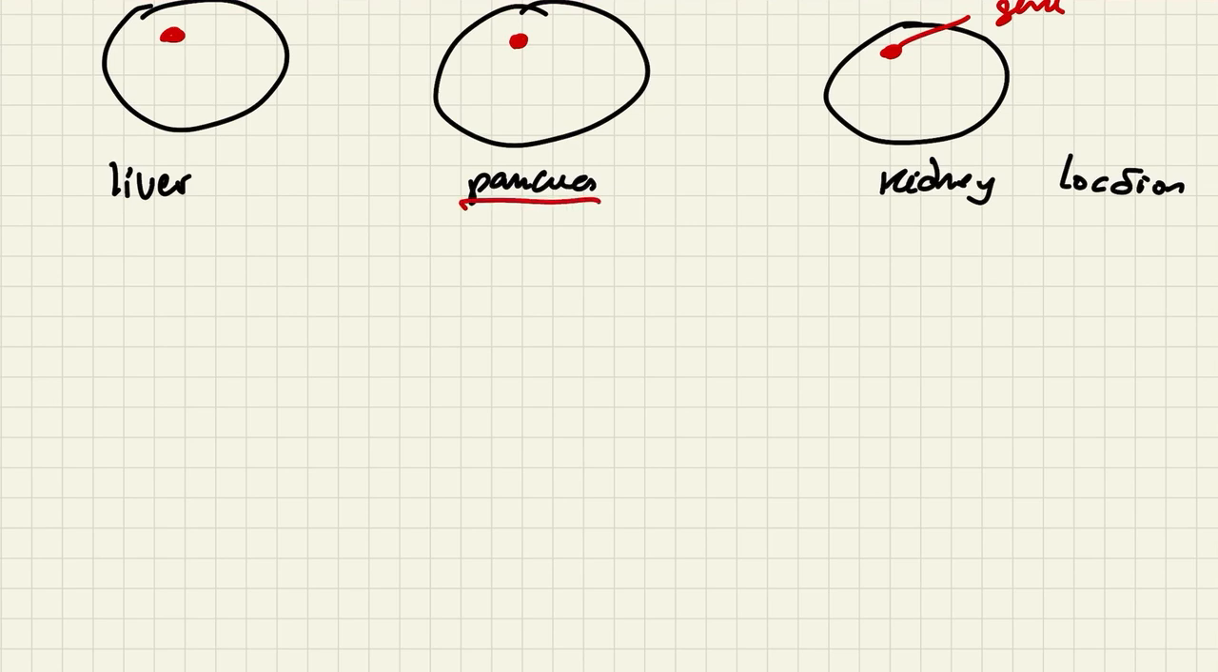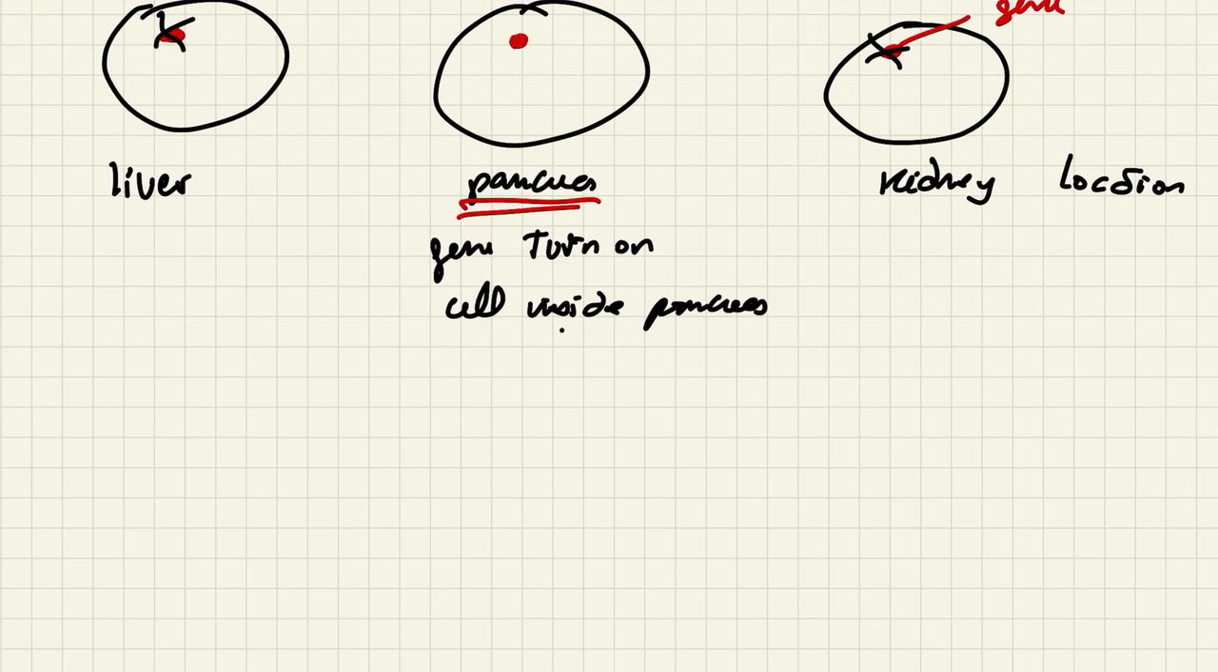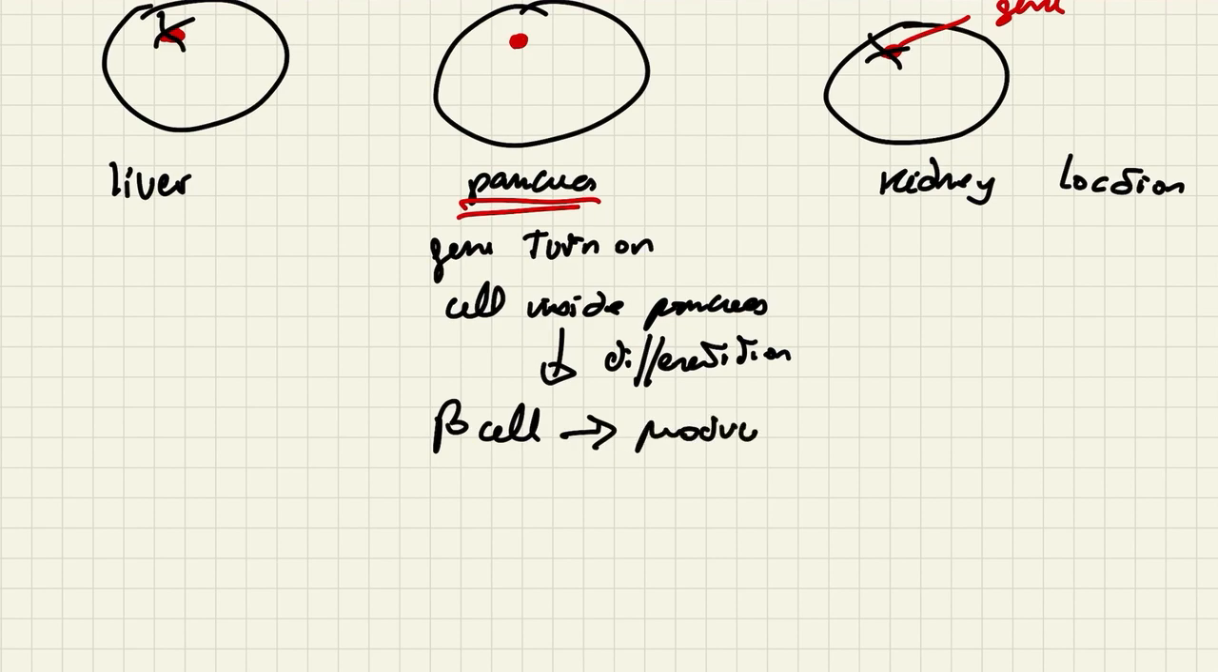However, only in the pancreas was this gene turned on. So you can see that in the liver it was not turned on, and in the kidney it was not turned on. So the gene was turned on here and turned a cell inside the pancreas to become who? To become a beta cell. So this became differentiation, right? Because you're giving a function. And what does the B cell do? It produces insulin. So this is known as differentiation.